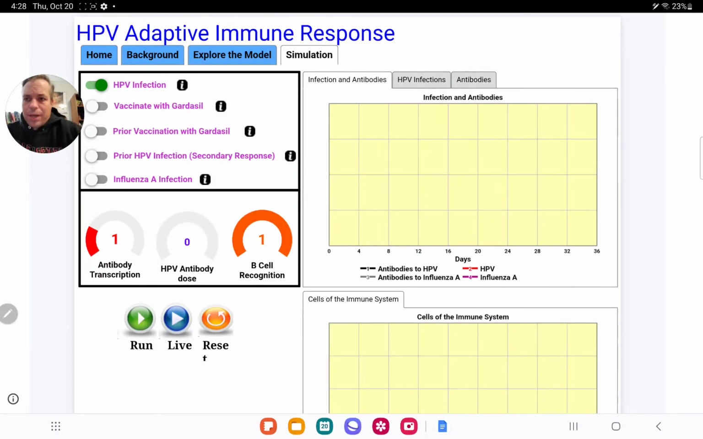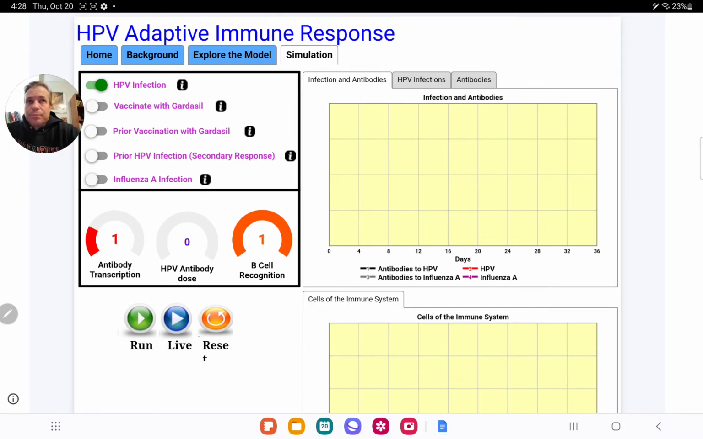I'm going to show you how I use the HPV adaptive immune response simulation in my classroom. I teach 14 to 18-year-olds. Anatomy and physiology is usually when I use this simulation in my classroom. And HPV is one of the most common sexually transmitted diseases, and ages 14 to 18 is when many students first become sexually active. So it's important to understand HPV.